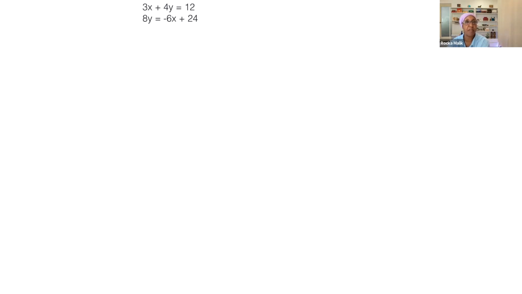So the top remains unchanged. 3x plus 4y equals 12. And the bottom one is now, take my x on the other side, it becomes plus 6x plus 8y equals 24.